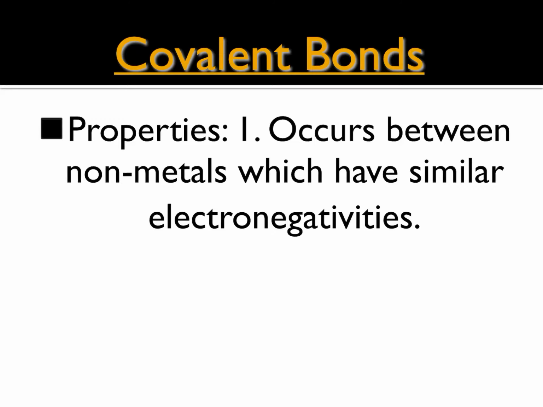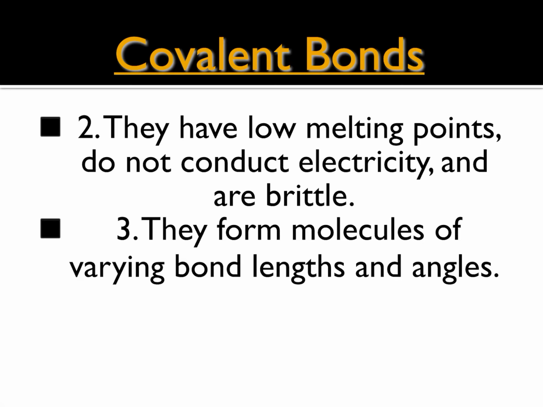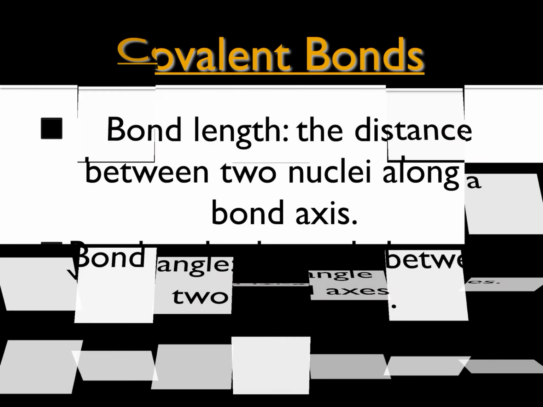Again, normally non-metals, but it can also occur between a metal and a non-metal that have very similar electronegativity values. Low melting points, although they don't dissolve very well in water, so they have stronger bonds in a water environment than they do in a heat environment. The difference between covalent and ionic is that when ionic forms crystals, like I said, there's only about 20 different types of crystal shapes, but there are thousands and thousands of different shapes to the molecules. And that is because they can create a variety of what they call bond length and bond angles.